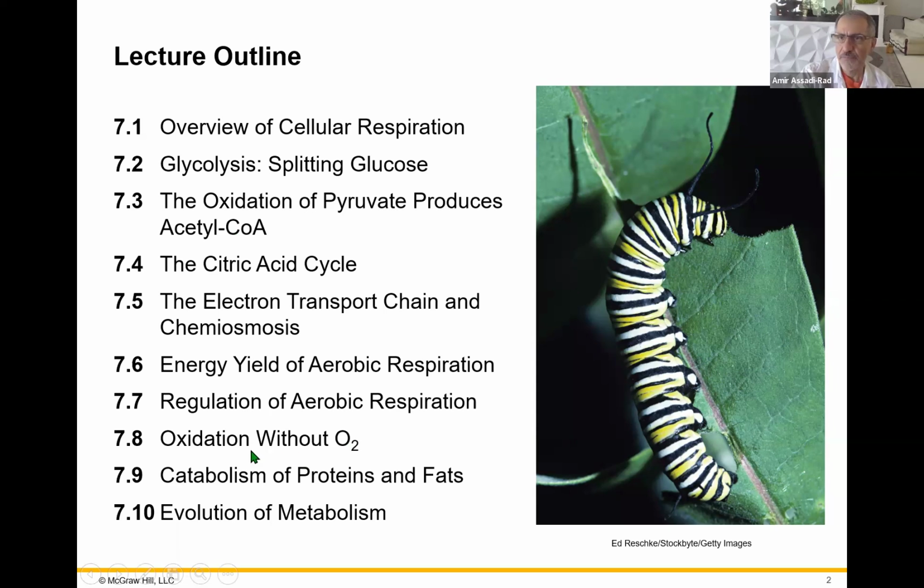Alcohol is one of them. At home, when you make beer or wine, this is it. No oxygen is supposed to get into your apparatus. Anyhow, catabolism of proteins and fats, definitely very important. And evolution of metabolism, it's okay. At the beginning, everything was glycolysis, all of the cells, but the oxygen came later on for respiration.